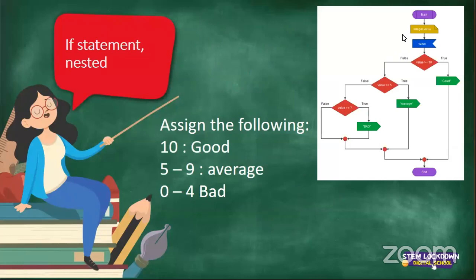Right, so here, I've got here, assign the following. So if the person gets 10, we have to have the word good. If there's 5 through to 9, we write the word average. And then from 0 to 4, we write the word bad. I'm going to show you on the right side of your screen, you'll find a little program there. Let's just go to the actual program itself so that I can show you. Let me just get it for you on the board here.